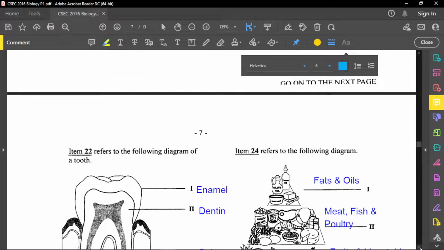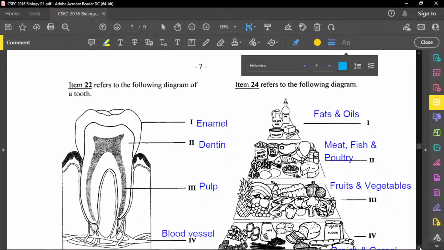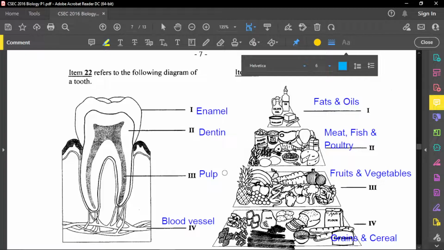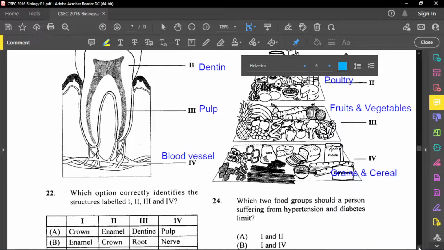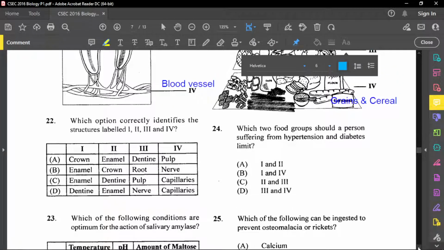All right, number 22 refers to the following diagram of a tooth, and it's labeled right there: enamel, dentine, pulp, and blood vessels. Some of these can also be nerves, but they'll say blood vessel because of the way they appear. There's no way to tell if it's nerve or blood, so I could say blood and nerve. Anyway, let's go into the question. Which option correctly identifies the structures labeled 1, 2, 3, and 4?